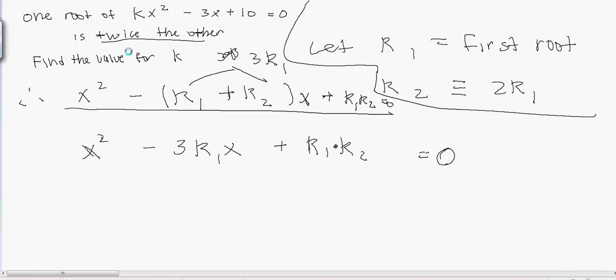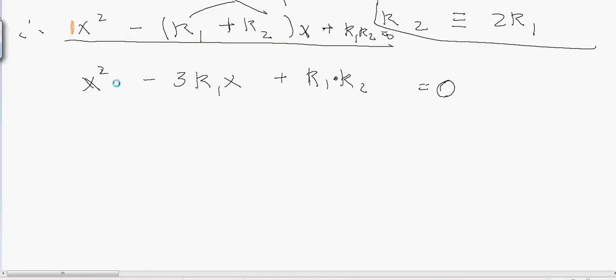Now, if we divide this thing by k, because to use this theorem it must have a coefficient of 1, we would get x squared minus 3 over k x plus 10 over k, and that'd be equal to 0, right?